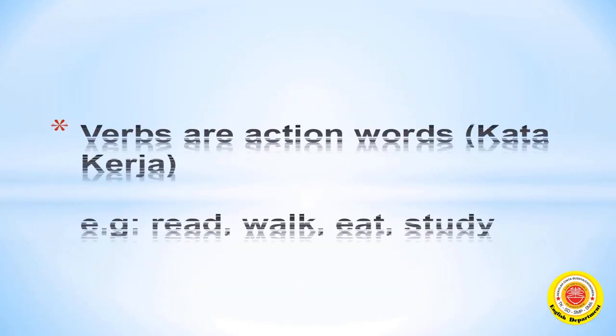Verbs are action words. Verbs itu adalah kata kerja. For example, read, walk, eat, study. Contoh-contoh di sini, ini yang termasuk kata kerja. Seperti membaca, berjalan, makan, belajar. Ini semuanya berhubungan dengan kata kerja.